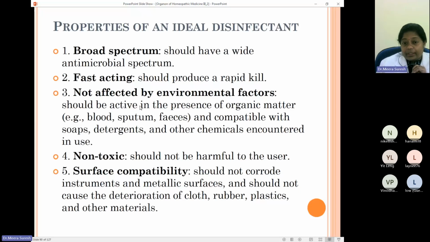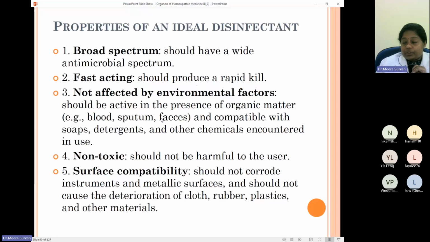So the first one is temperature. I told you humidity can be another factor. The thing over here is this disinfectant shouldn't be getting inactive in the presence of organic matter. In the healthcare facility, this disinfectant is used whenever there is some blood, vomit, stool, sputum, everything or some of it, and we are using disinfectant to clean this place.